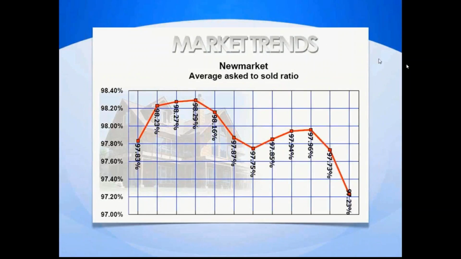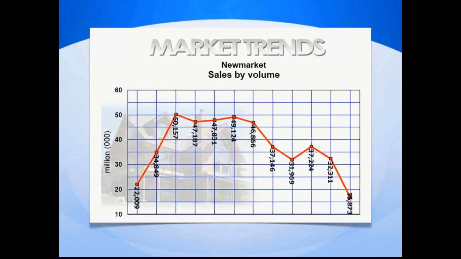So what would that tell a seller? That the market is definitely slowing down. The number of sales are dropping over the last few months, but so is the list to sales ratio. Okay, so we're dropping from a peak of 98.29% of the seller's asking price, and we're dropping way down. Okay, this is sales by volume. You can see what's happened with sales by volume. Again, it's dropping. So all of these are indicators that the market's starting to soften.